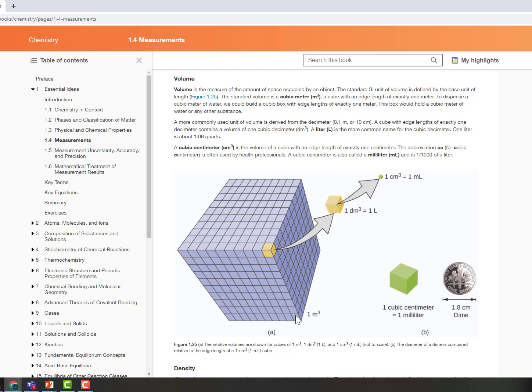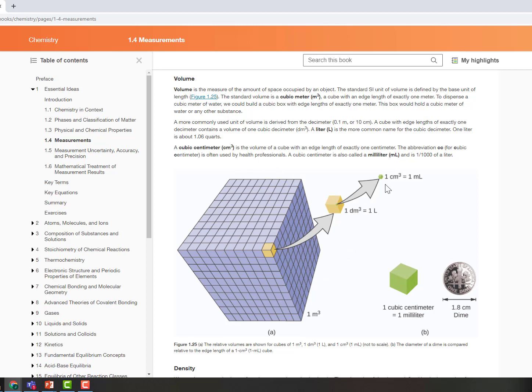So 10 times 10 times 10. When we say it's meters cubed, we're multiplying those together. So 10 times 10 times 10, so it's actually 1,000 times smaller. So this yellow box is 1,000 times smaller than this purple box.